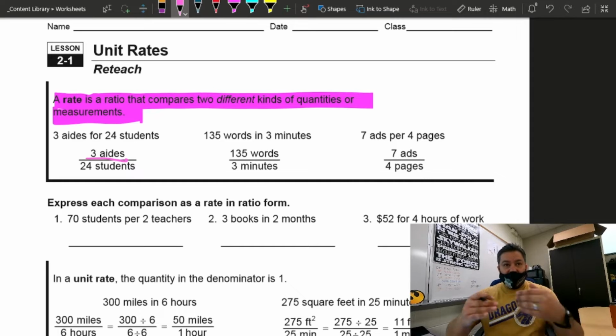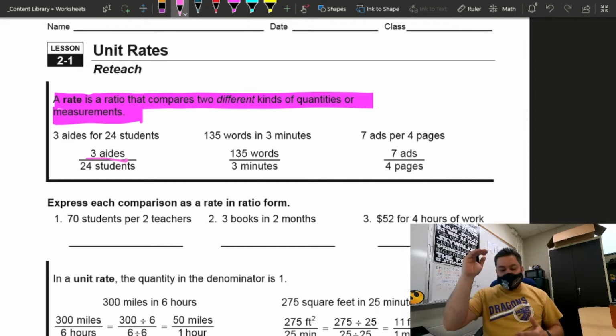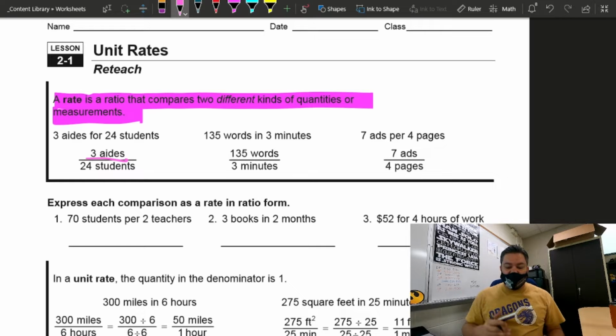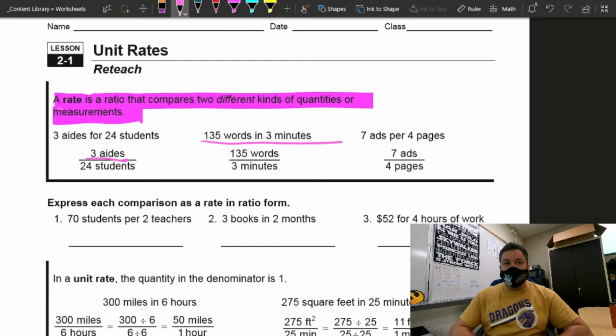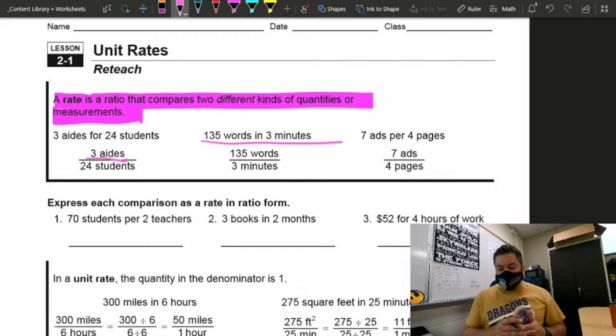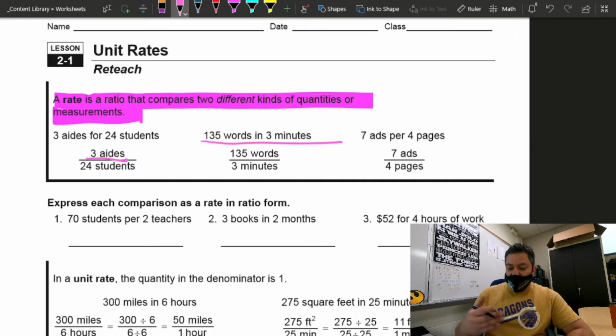If you can see, we have different units. The unit on top is aids, and the unit on the bottom is students. And then this one over here is very easy. 135 words in 3 minutes. So if we wanted to find the unit rate, we can do that. We can find how many words you can type in 1 minute by dividing or simplifying that fraction until we get the bottom to be 1. And then the last one says 7 ads per 4 pages, and the ratio will be 7/4. 7 ads, 4 pages, different units.